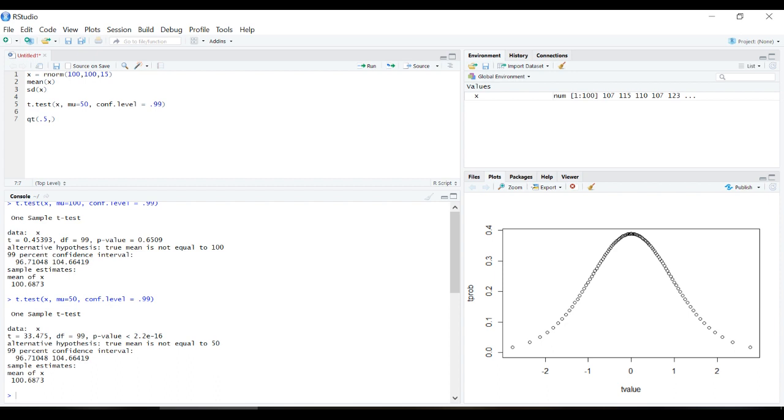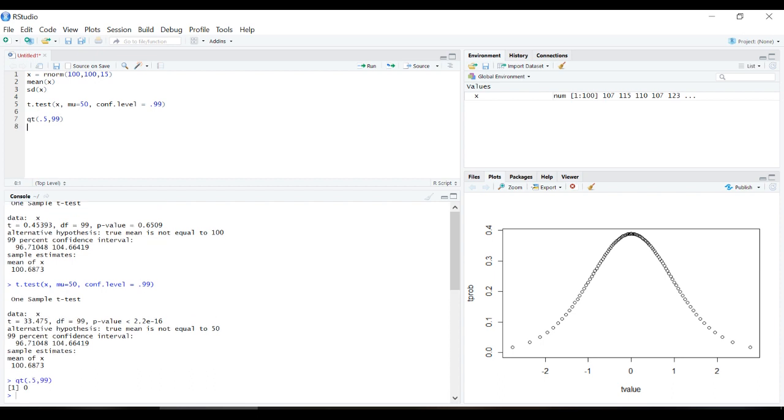Now let's just work with the t-distribution we're already working with. In this case, we have an n of 100, and so our degrees of freedom would be n minus 1, to get us 99. If we ran this code, we can see that, hey, look, that quantile is 0, which makes sense. The t-distribution is symmetrical about 0. Now let's say we wanted a different quantile. This is where it can get interesting.